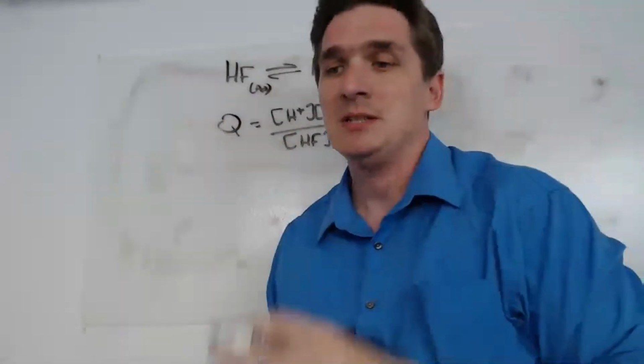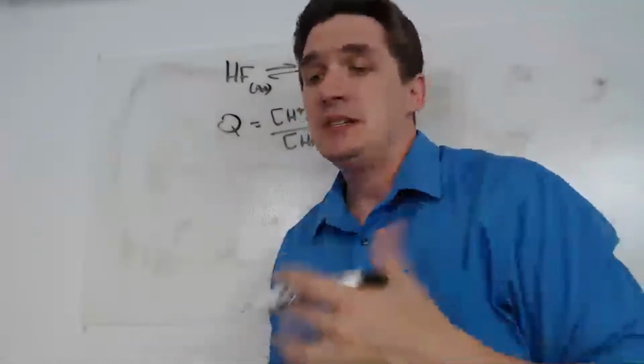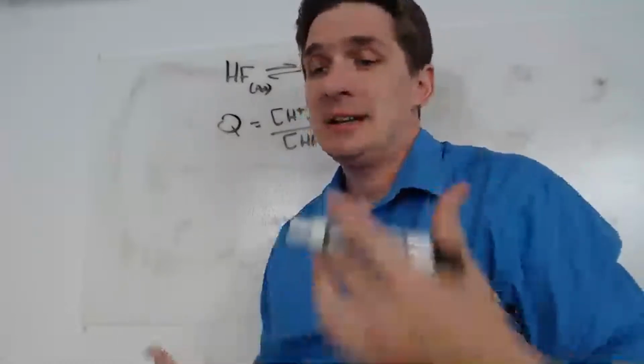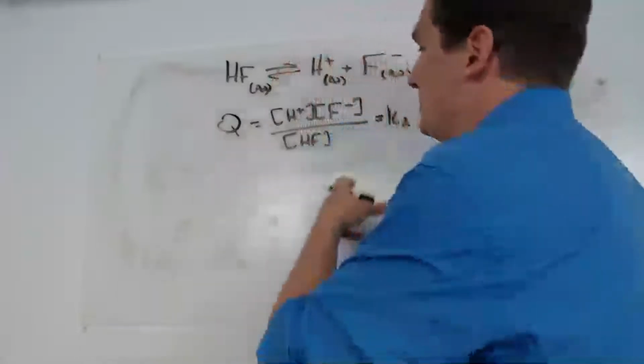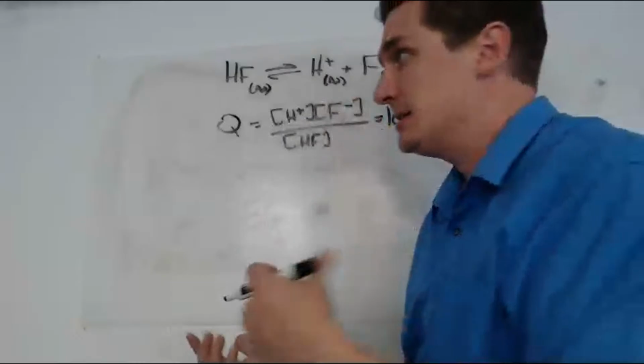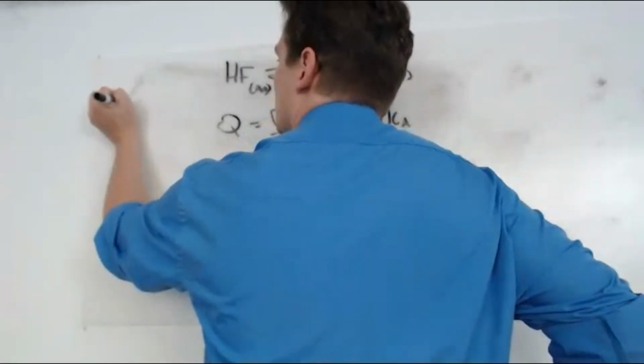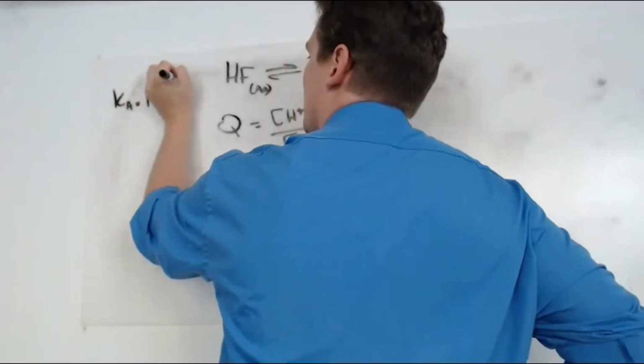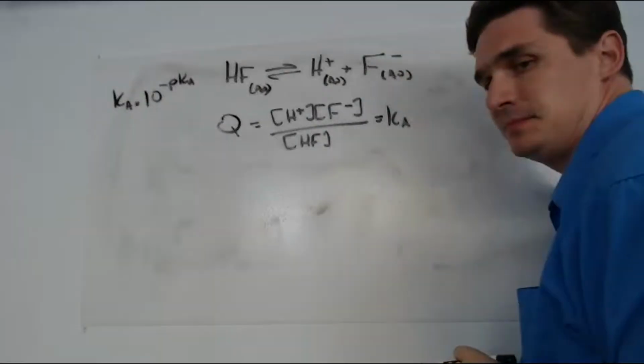Now, what you're given is pKa. The reason this is given to you in tables, it's a lot easier to write. So to go from pKa back to Ka is the same relationship as going from pH to H plus. Ka is just 10 to the negative pKa.